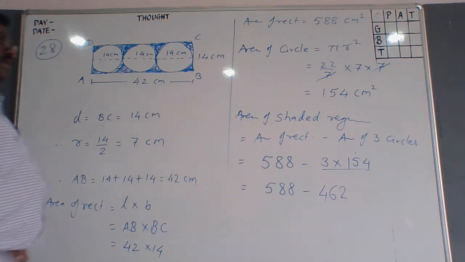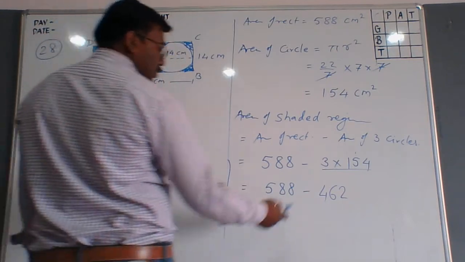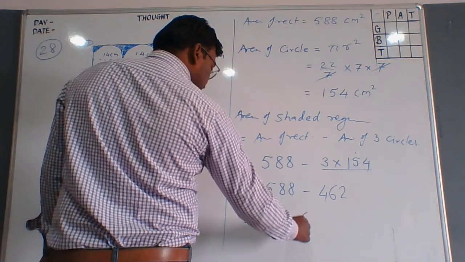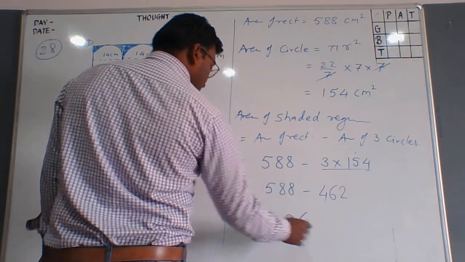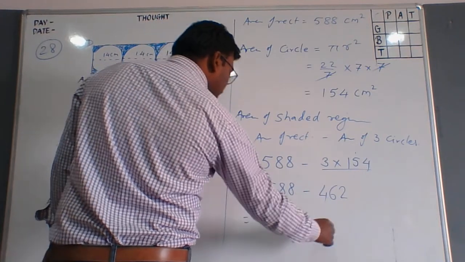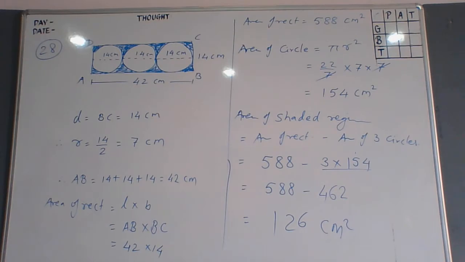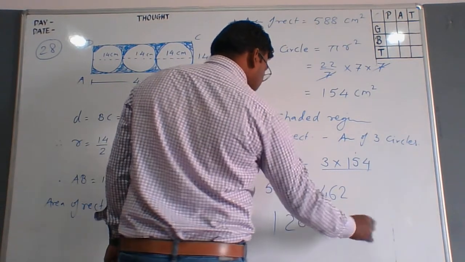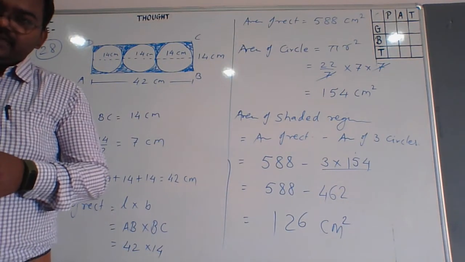And for the final answer, the subtraction of these two. So 8 minus 2. 8 minus 2 is 6. 8 minus 6 is 2. 5 minus 4 is 1. So it is 126 centimeter square. This is the area of the shaded region.